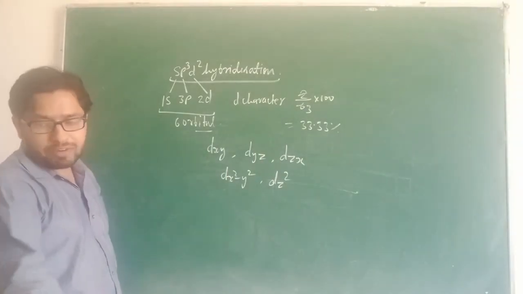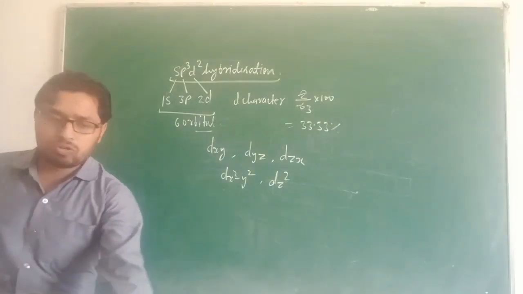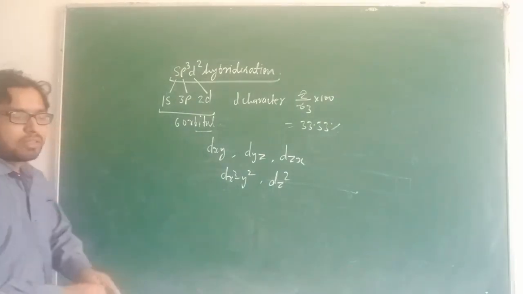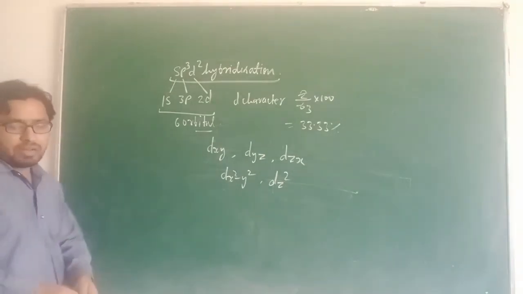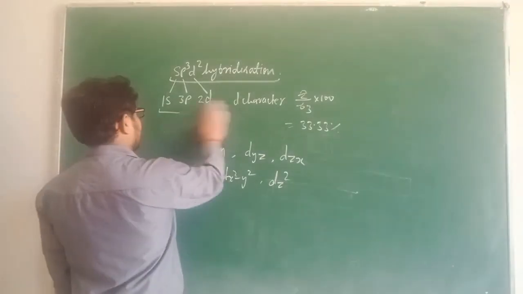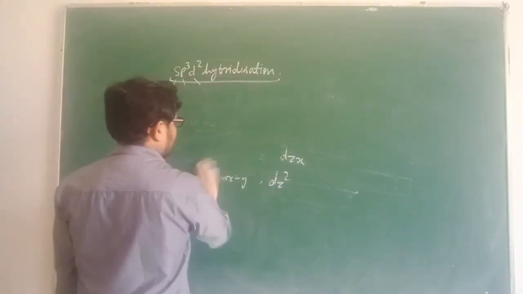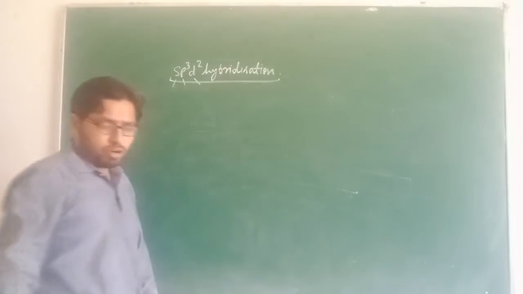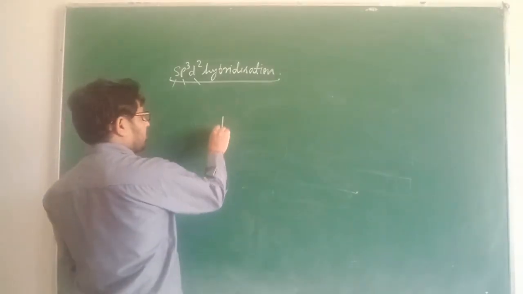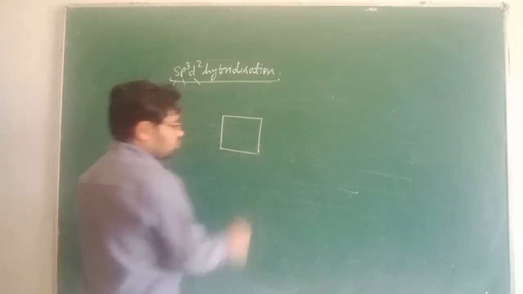Now the shape is octahedral. What will be the shape if I discuss the shape of the d orbital? That is octahedral. Now how will we make the octahedral? This is a confusion, but it is very easy. How to find out the octahedral shape? Too easy. There is no problem. Make one square. We made a square.